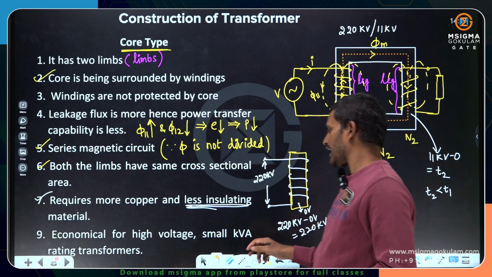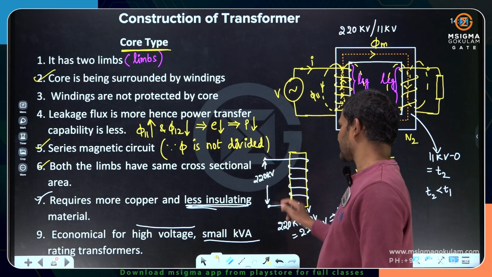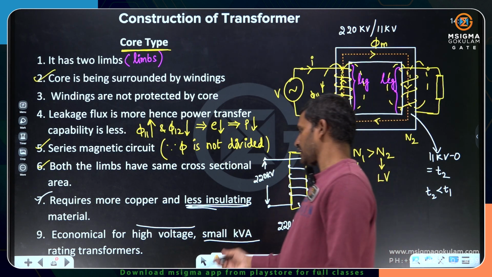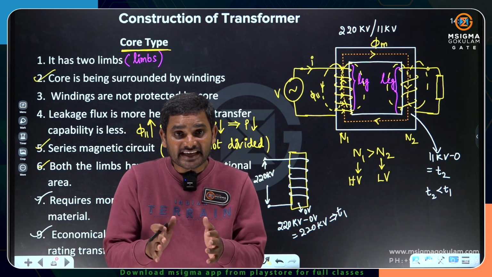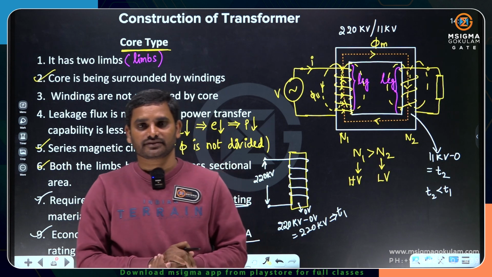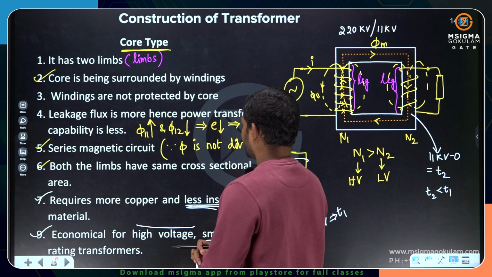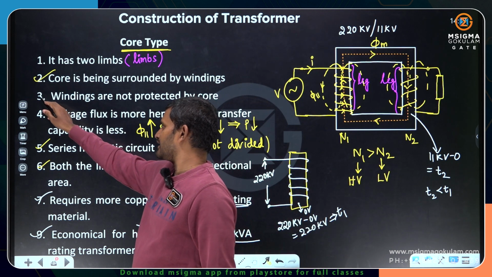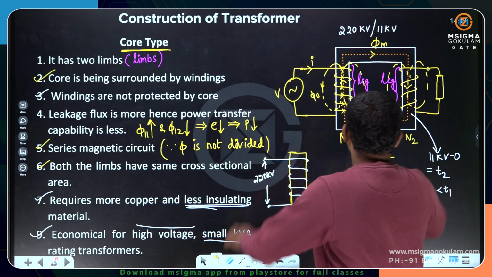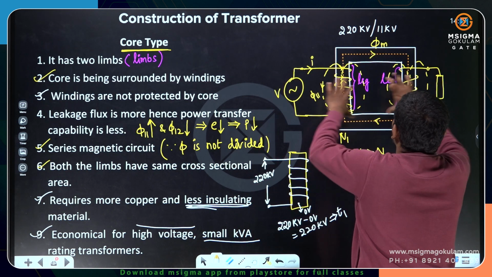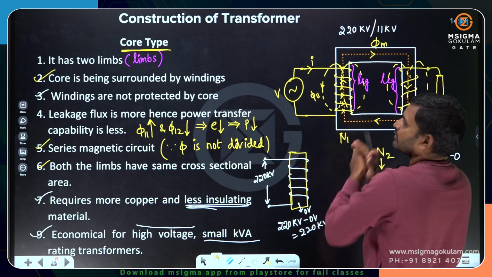Only one thickness of insulation, so you can go for high voltage ratings, and if it is high voltage rating, it will carry small current. So therefore, I can call it small kVA ratings. Power rating is small, voltage rating is large. The other point I just missed here: windings are not protected by the core, because the core is going to be protected by the winding. Windings look like they are covering the core.